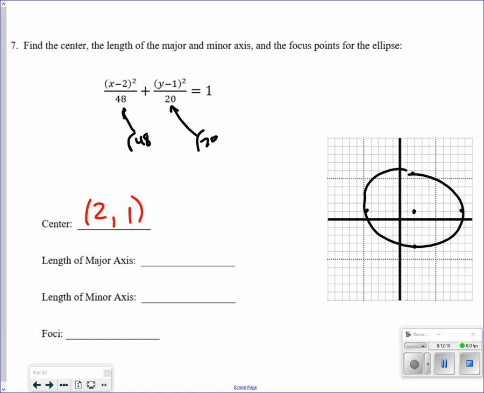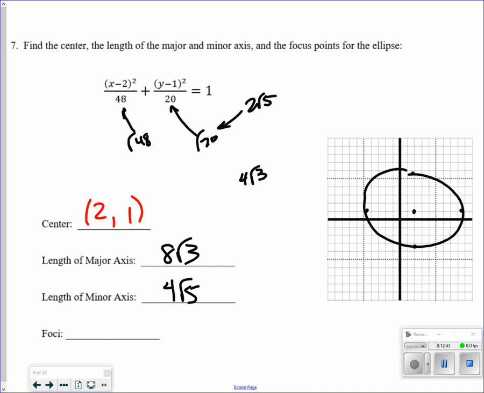Now, the length of the major axis is always double the longer one. The square root of 48 is 4 square roots of 3. So if I double that, that's 8 square roots of 3. So I went left 4 square roots of 3, right 4 square roots of 3, making 8 square roots of 3. The square root of 20 is 2 square roots of 5, so this would be 4 square roots of 5. That's not very nice, that the numbers underneath there were not perfect squares.